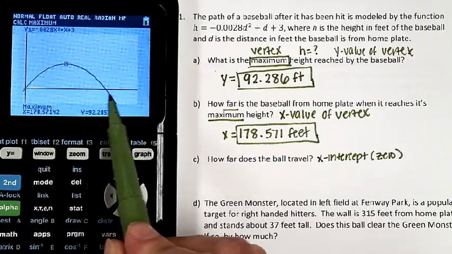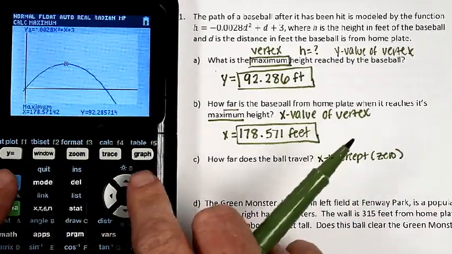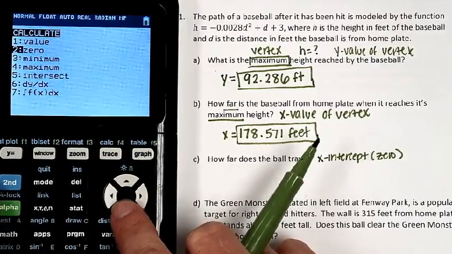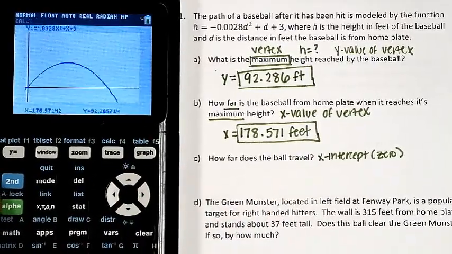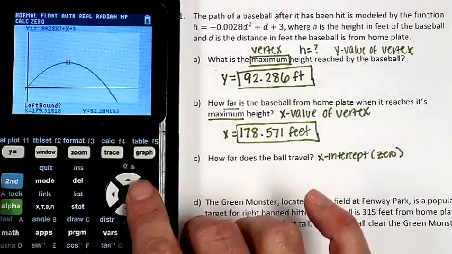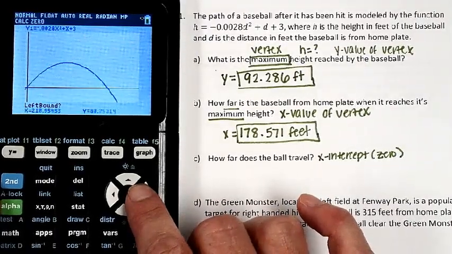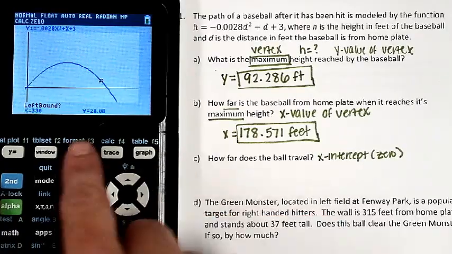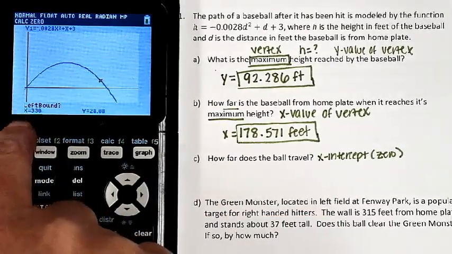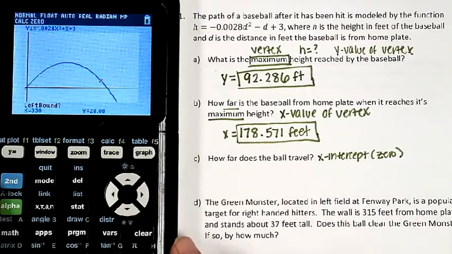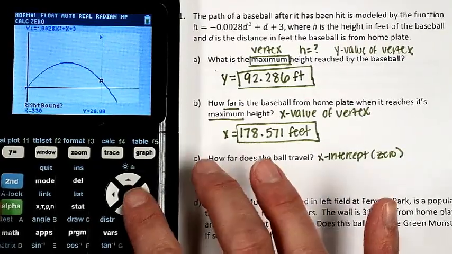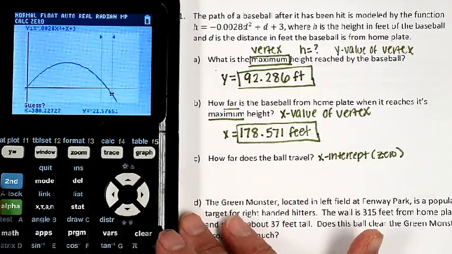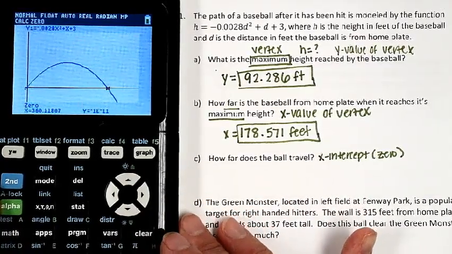To do that, you're going to hit second trace again. And this time you're going to hit 2, which is zero. See how it says left bound and right bound? That's why I adjusted my window so I could see a little bit below. So left bound, left side, it doesn't matter where you put it. And the right bound, and for the zero guess, just hit enter, and it gives you the zero.